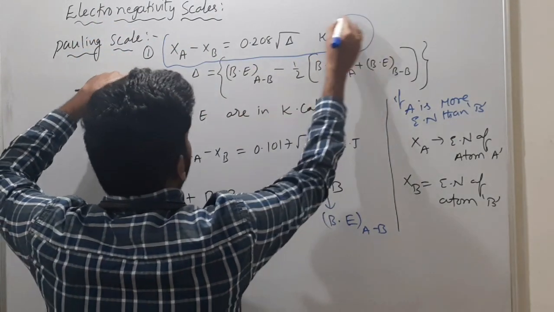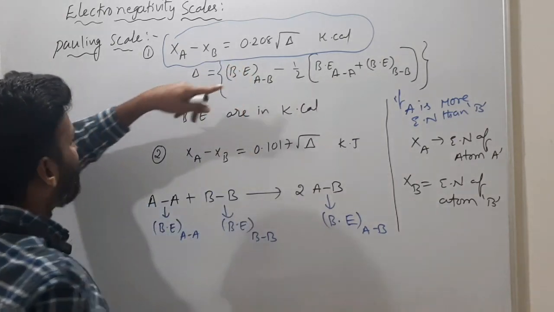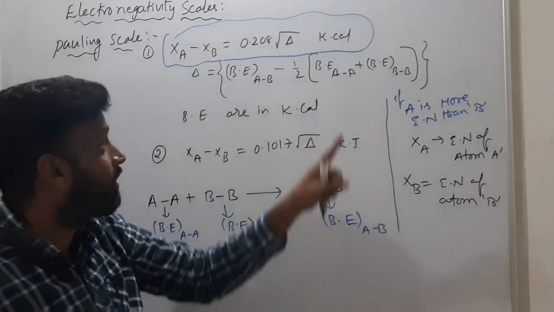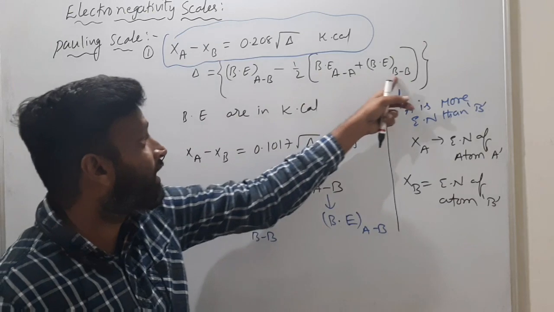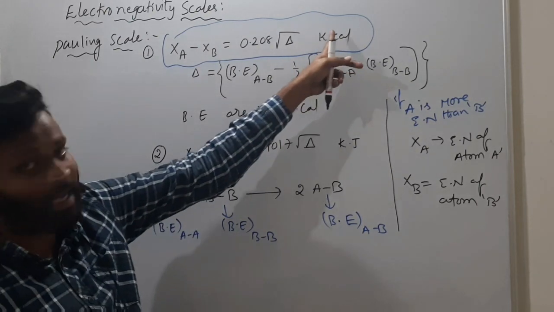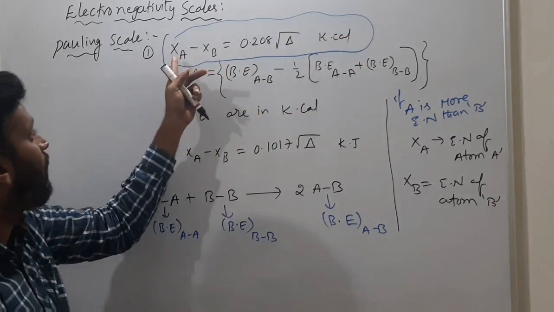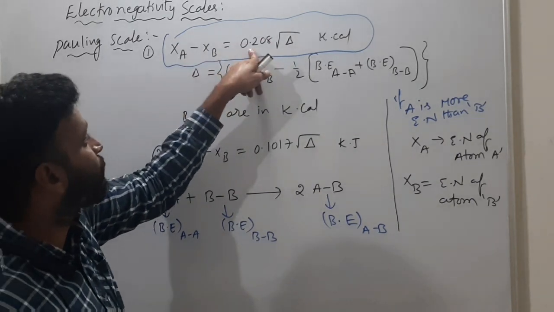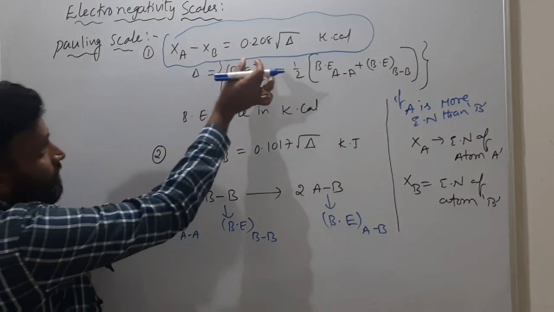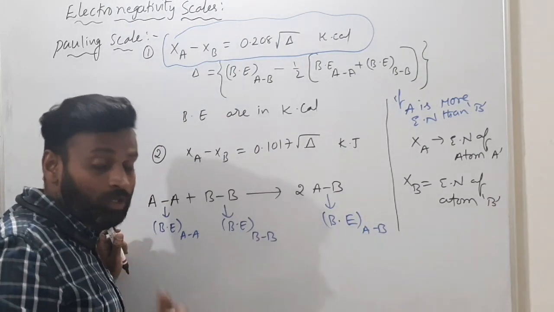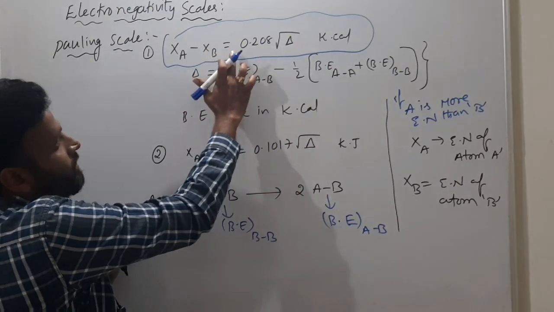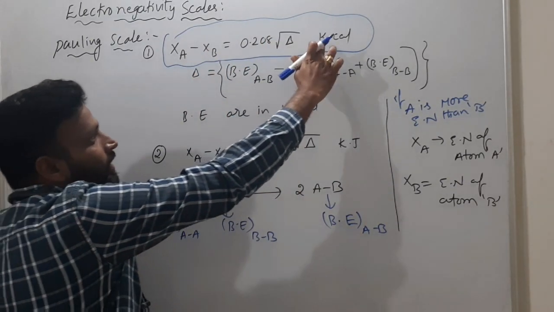Please remember this, everyone. Although electronegativity doesn't have units, kilocalories and kilojoules are not units for electronegativity. Remember, kilocalories are the units of bond energies. If the bond energies are in kilocalories, then he gave the formula XA minus XB equals 0.208 root delta kilocalories. He derived and gave this formula, and we have no need to worry about how it came. Just remember XA minus XB equals 0.208 root delta kilocalories.